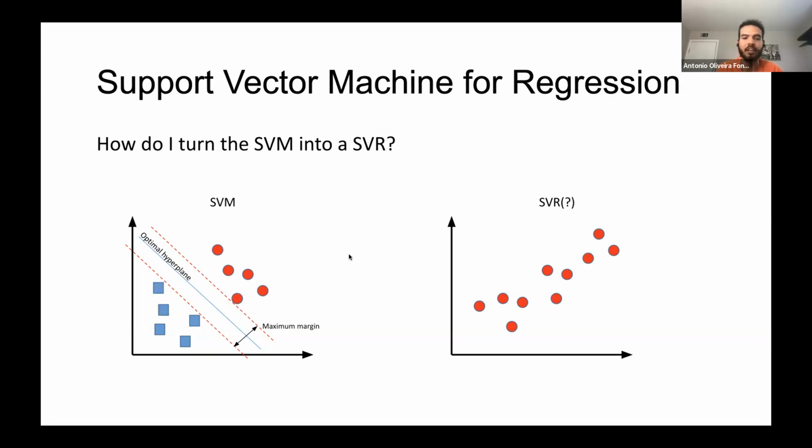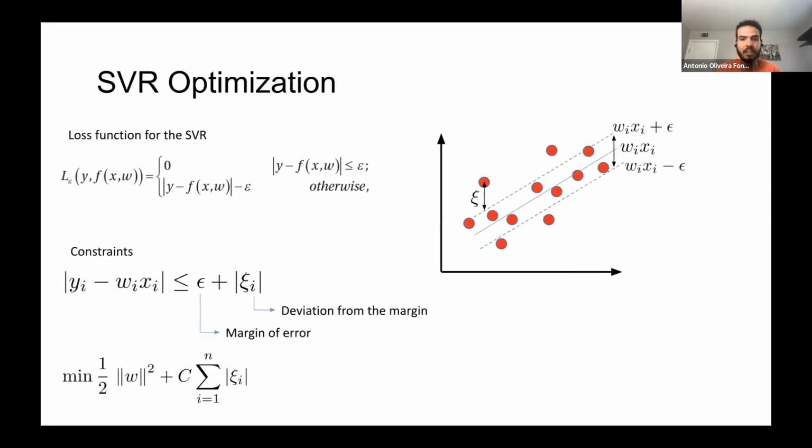Someone said last time that what we want to do, instead of having this margin defining that the points should be outside of it, for regression, we should say that the points should be inside of the margin, right? And that's exactly the rationale, okay? But for that, we need to change a little bit the type of loss function that we have, right?